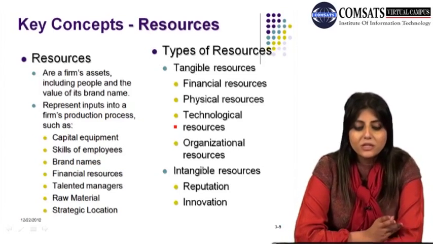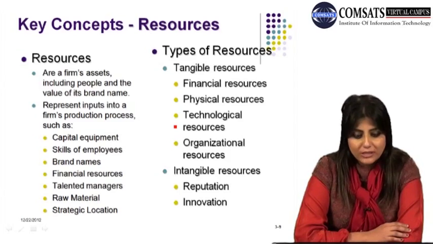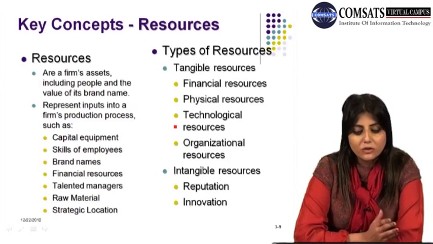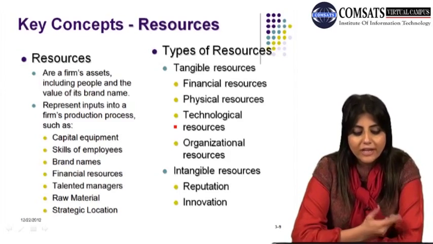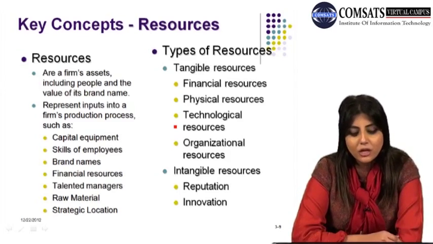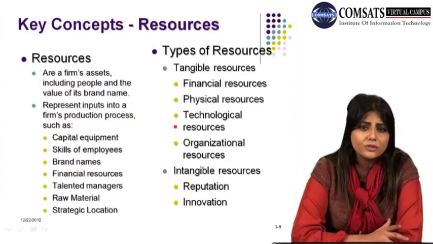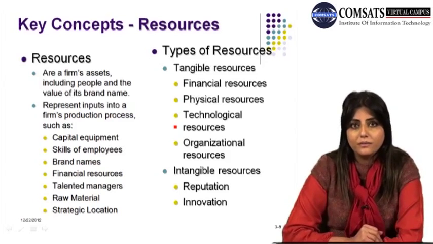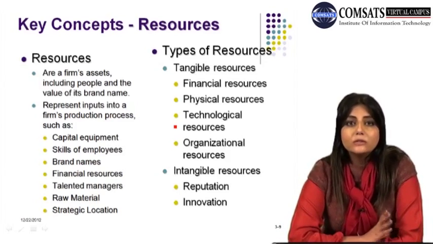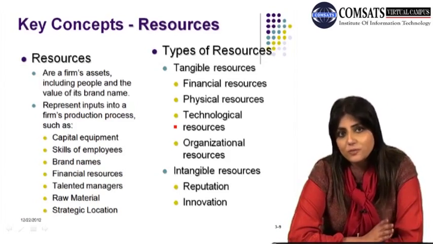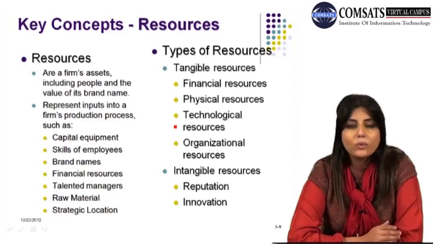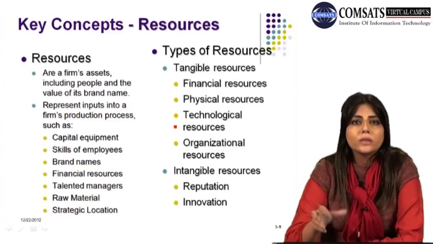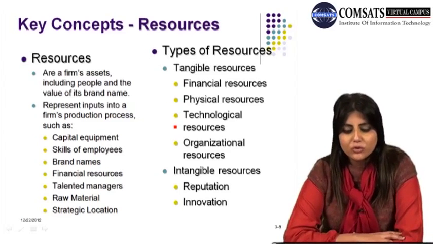So they represent inputs into a firm's production process. A firm can have a number of resources: its capital equipment, skills of employees, brand names, financial resources, talented managers, raw material, and strategic location. They're all the resources, and we just try to categorize them in the following. We see that there are two types of resources basically. One is the tangible resources that an organization has, and the other one is the intangible resources that an organization has. And I'm sure you're all familiar with this concept of tangible and intangible resources.